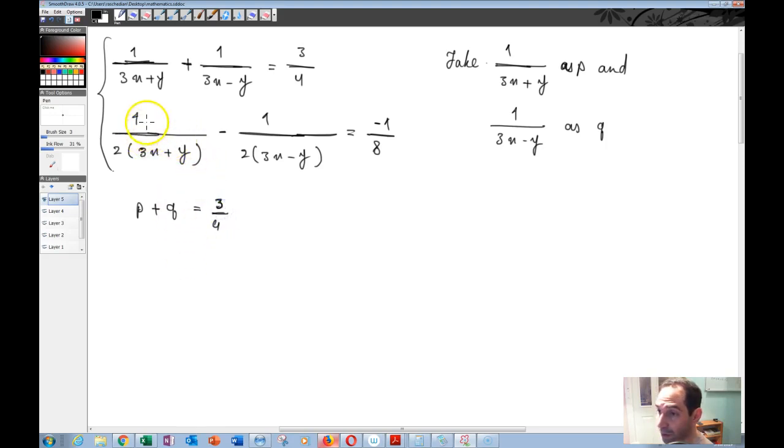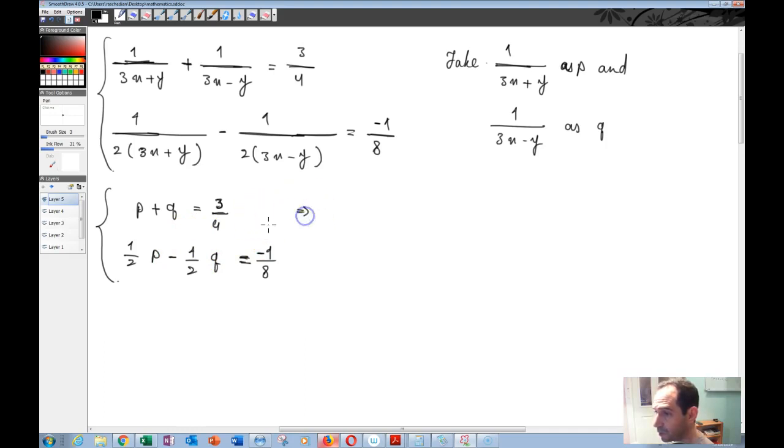And this thing over here is 1/2 times 1 over 3x plus y. So 1 over 3x plus y is equal to P, so that's 1/2 P minus 1/2 Q is equal to negative 1/8. Okay, so now you have these two equations and you can solve them.